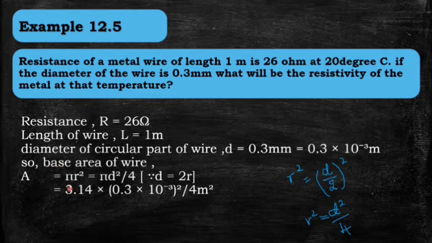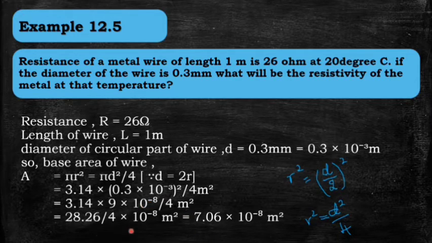So by substituting, pi is 3.14, into d square by 4. D means 0.3 into 10 to the power of minus 3, squared, divided by 4. By solving this, 3.14 is kept the same. 0.3 into 10 to the power of minus 3 squared will be 9 into 10 to the power of minus 8, divided by 4. And the final answer we get is 7.06 into 10 to the power of minus 8 meter square. This is the area of that base.